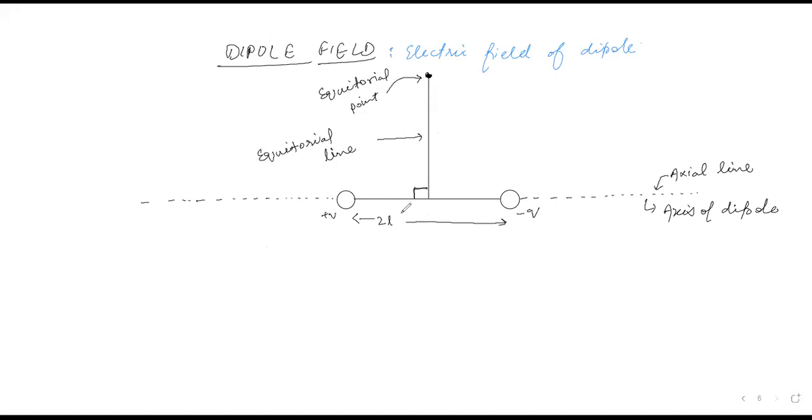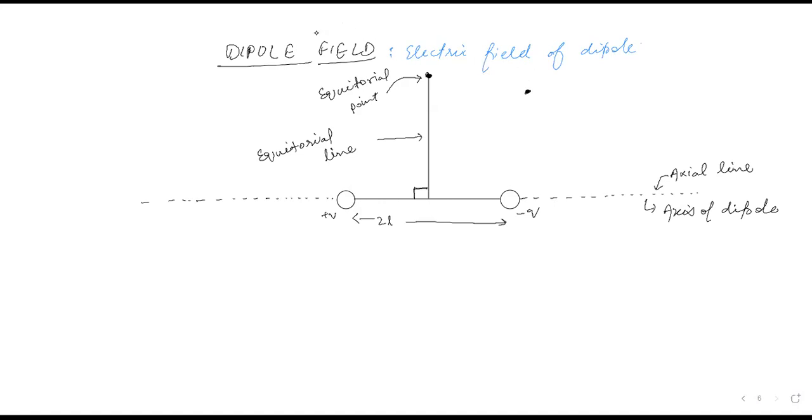Now, if you are taking another point, other than the axial line and equatorial line, at any position, like you can take at this position, this position, this position. But the condition is that the point should not be on the axial or equatorial line. It can be any other point. Like I am taking at this position.